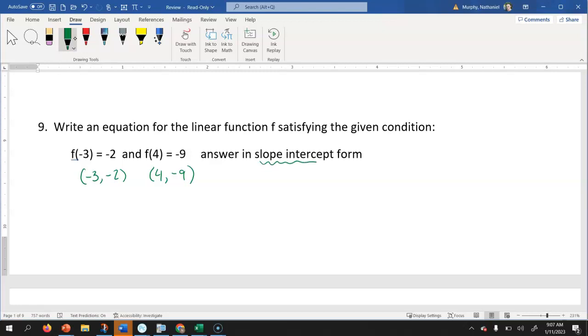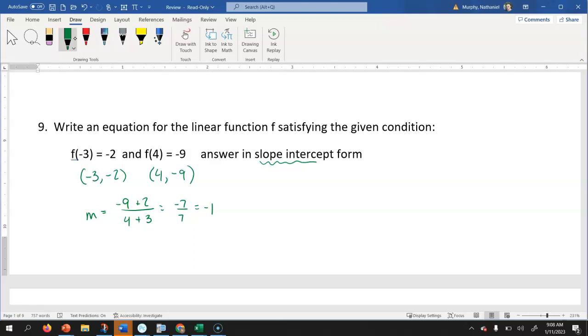So first, we need to find the slope. So if I subtract the y values, it'll be negative 9 minus negative 2, so negative 9 plus 2. 4 minus negative 3 become 4 plus 3. Negative 9 plus 2 is negative 7. 4 plus 3 is 7. So we have a slope of negative 1.